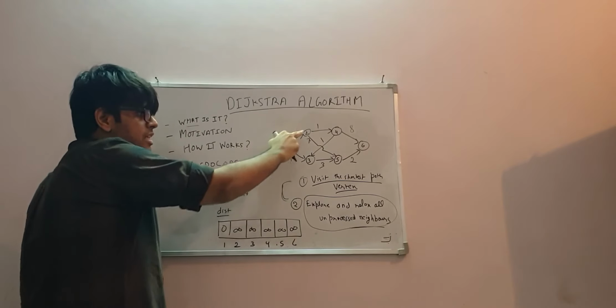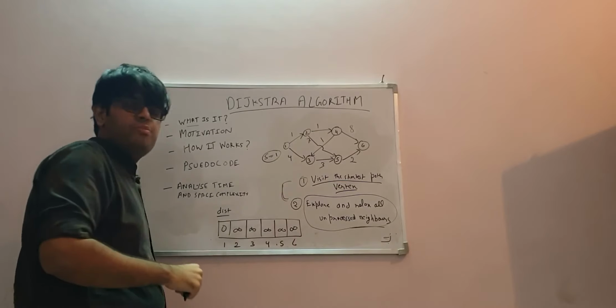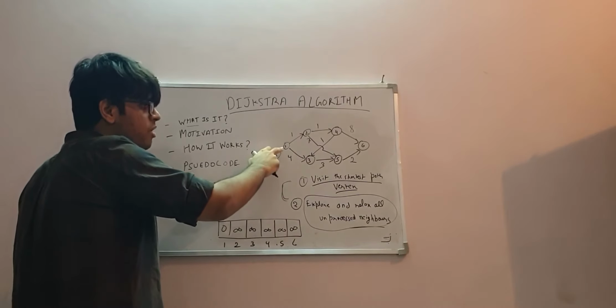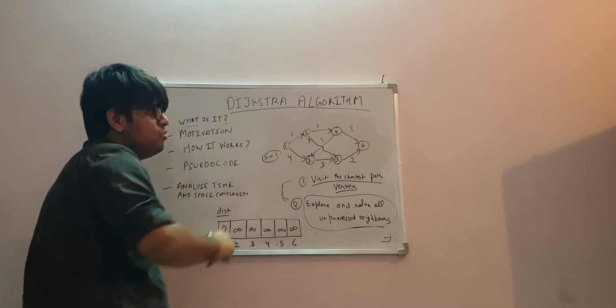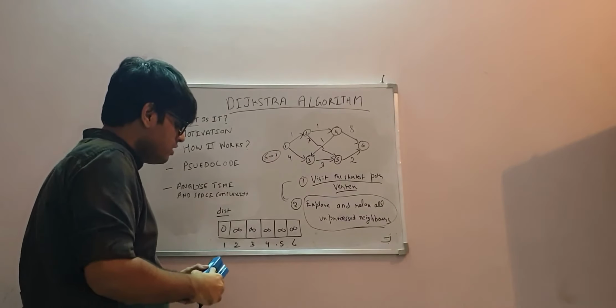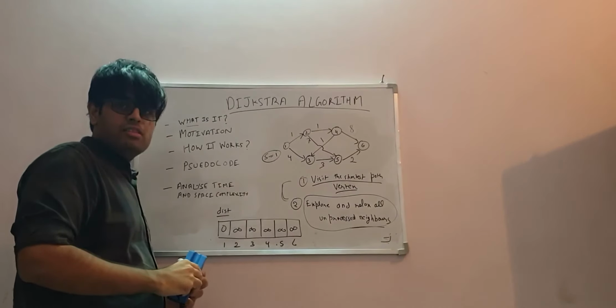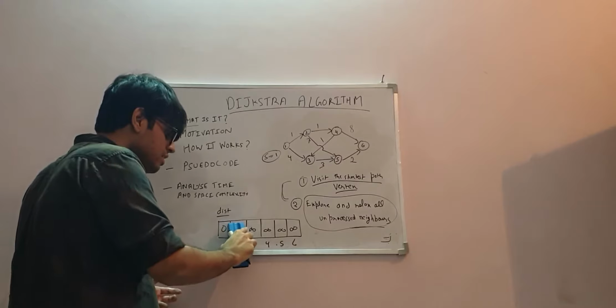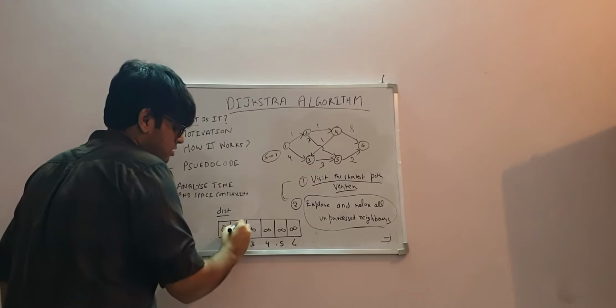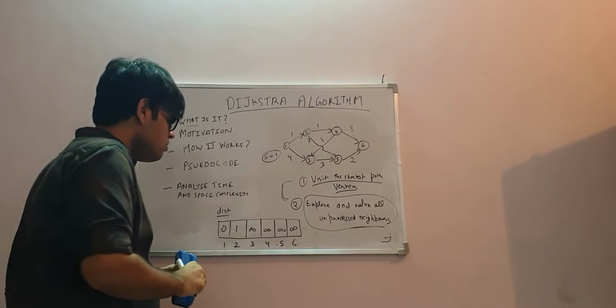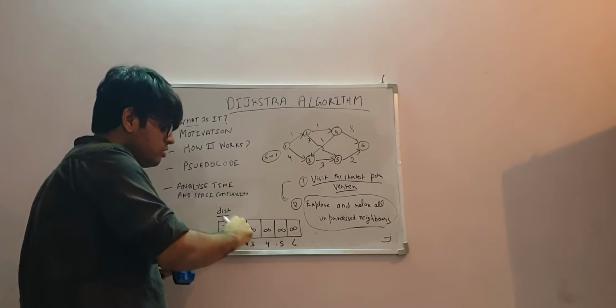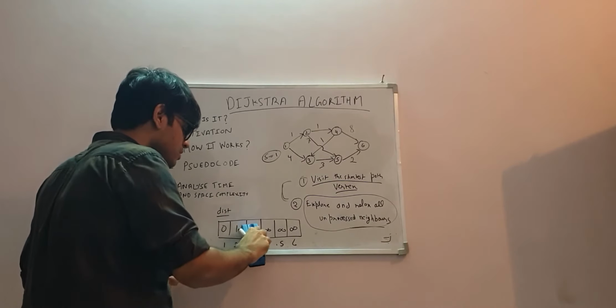Now 1 is connected to 2 and 1 is connected to 3, right? So in what distance can we reach 2? We can reach 2 in a distance of 1. But the already assumed answer is infinity. So we'll relax it. So this is 1, this is 1. Now let's look at 3. This is also infinity, we can relax it as well.